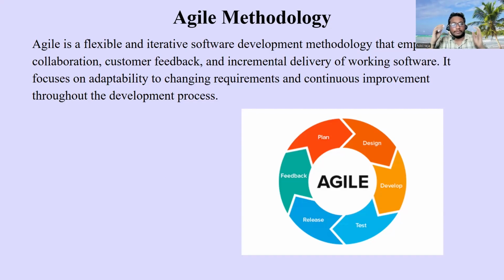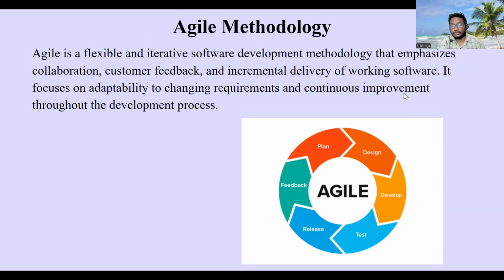And let's go to the definition. Agile is a flexible and iterative software development methodology. As I said before, it is flexible as well as iterative. You can make changes when needed, unlike waterfall methodology, and it emphasizes collaboration, customer feedback, and incremental delivery of the working software. So, collaboration: after releasing your software, you will be collaborating and getting the customer feedback, and based upon the feedback, you will be doing the incremental delivery.